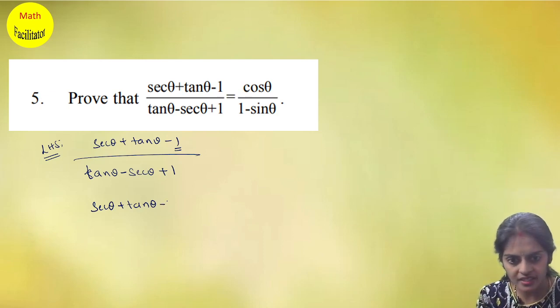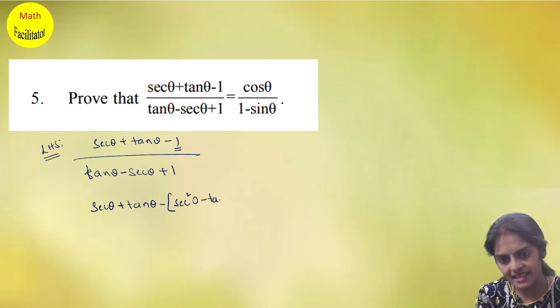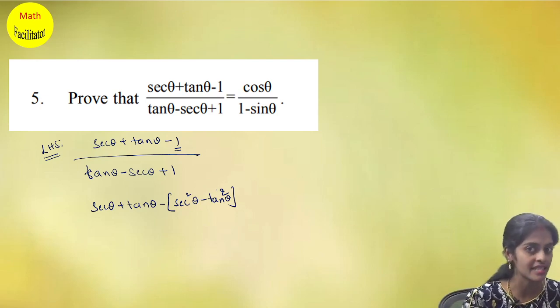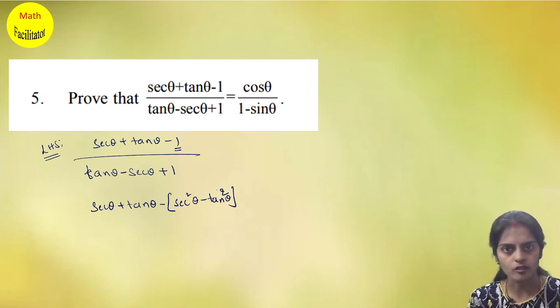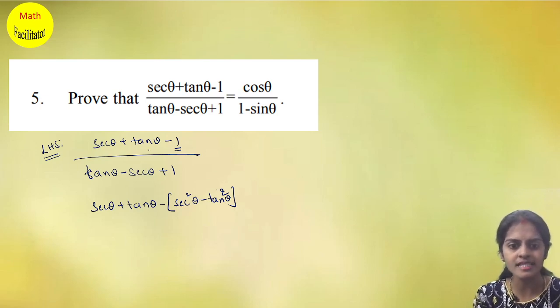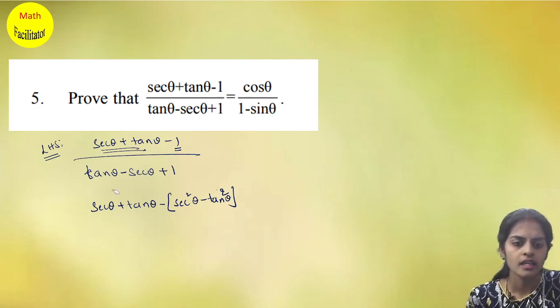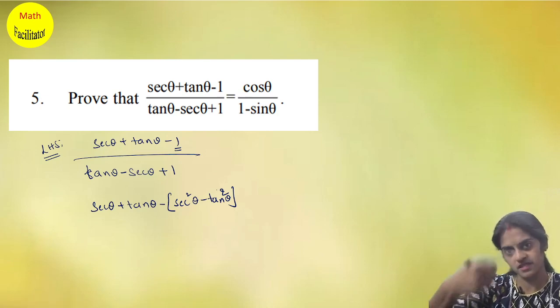So I am converting this 1 into secant square theta minus tan square theta. You might ask me, why only secant square, tan square? I can also convert it as cos square plus sin square. You can convert it, no problem. But converting into cos square sin square is useless for you, because what is given to you here is secant theta and tan theta. So it is good to see what is given to you, what you want. Accordingly, you will take steps.